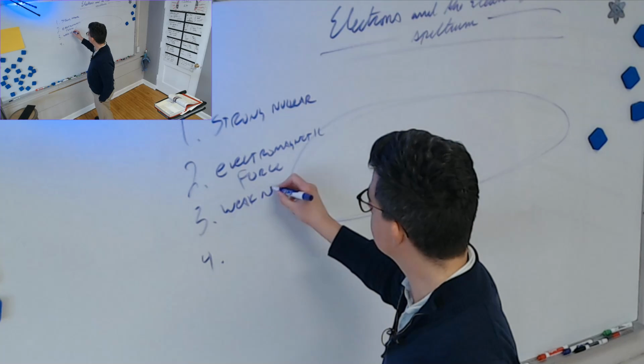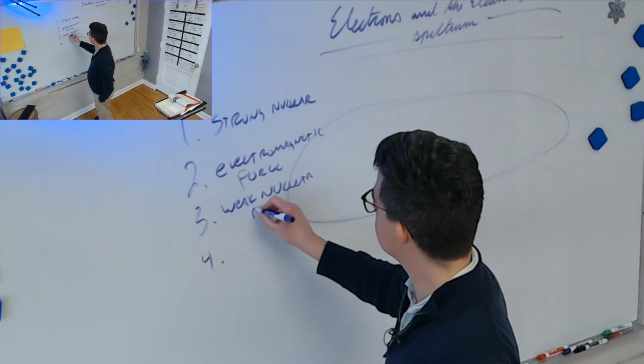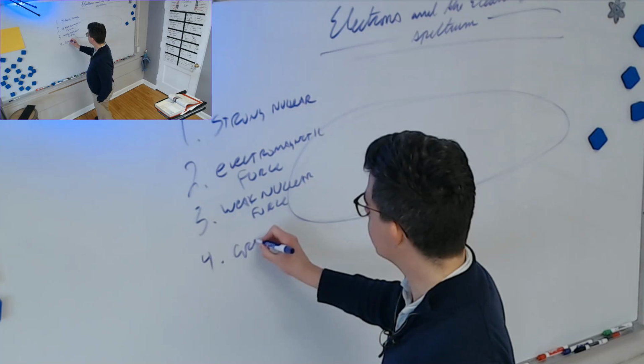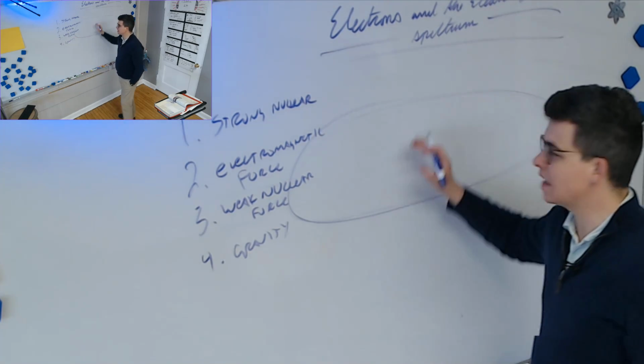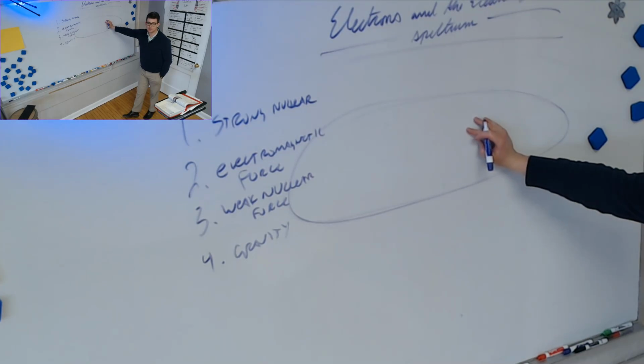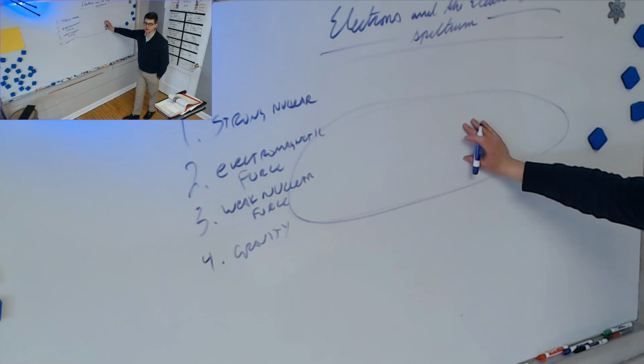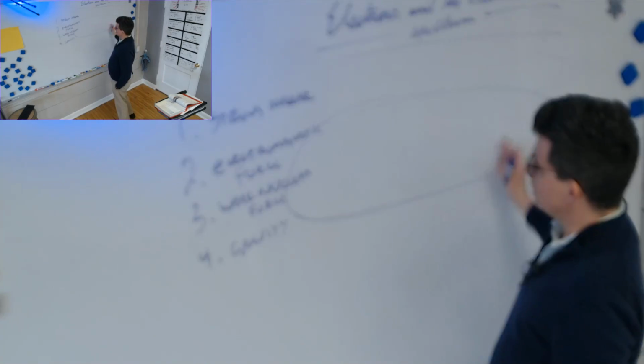Weak nuclear. And gravity. And this, as a model, is bordering on metaphor. What I'm telling you is true of the universe, but it's also a model. We're not going to be actually observing these things. The whole universe, this nice oval, is permeated by this.